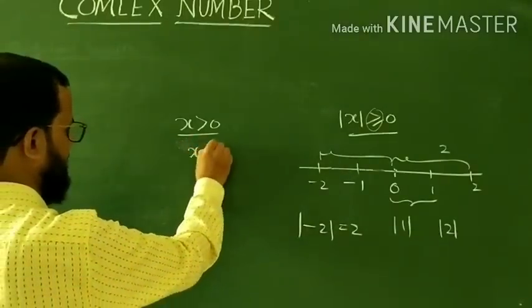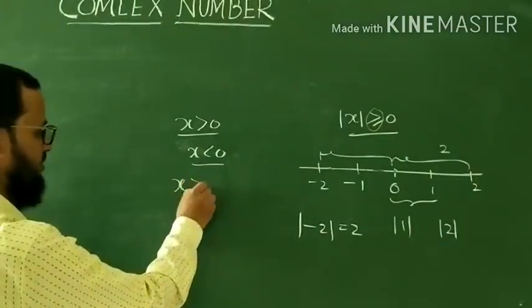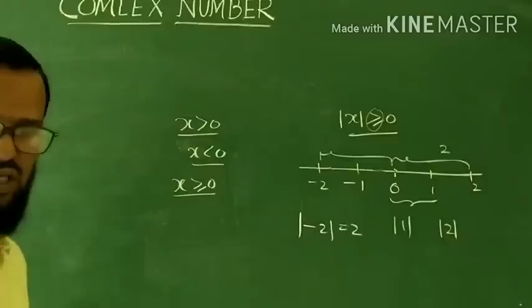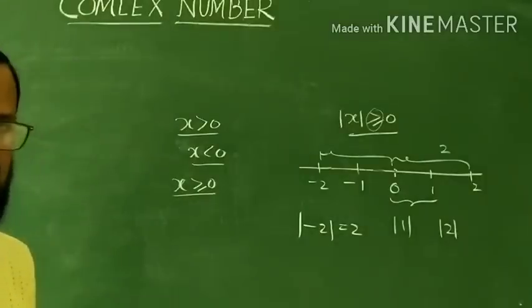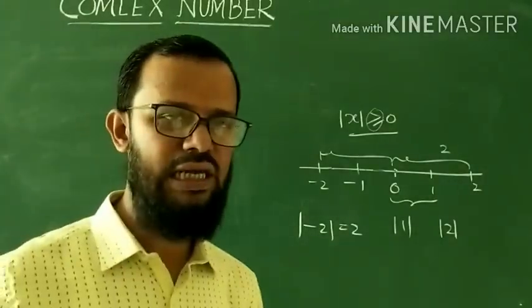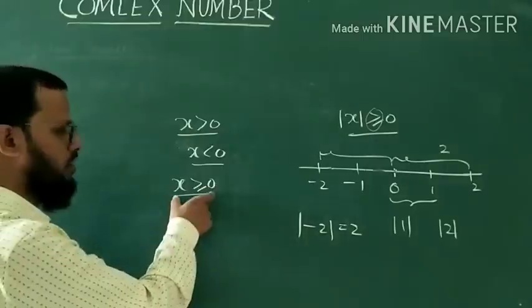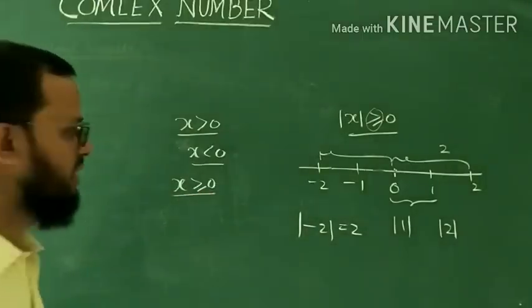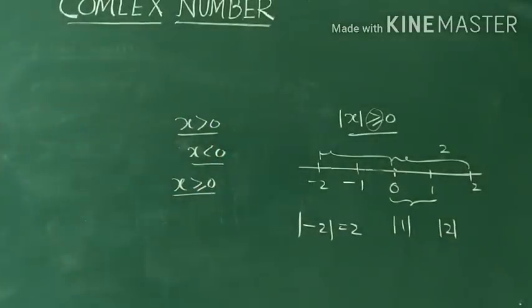And if x is less than 0, you can say x is a negative number. And when x is greater than or equal to 0, you say it is non-negative, not positive. It is not negative, it starts from 0 plus all positive. That's why it is called the non-negative condition. So modulus of x is a non-negative quantity.